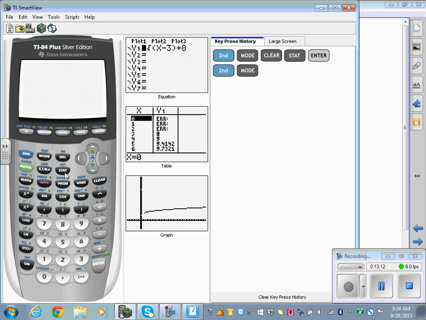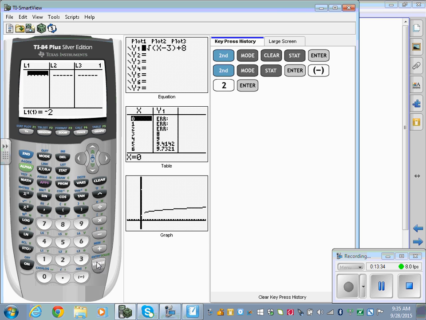So you're going to hit the stat key. So stat, right here, stat. Now we're going to go into edit. So hit enter. Did everybody follow me up to there? Now in list 1, we're going to type in our x values. And in list 2, we're going to type in our y values. So our x values were -2.